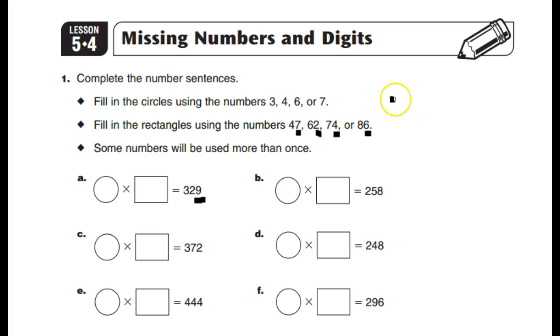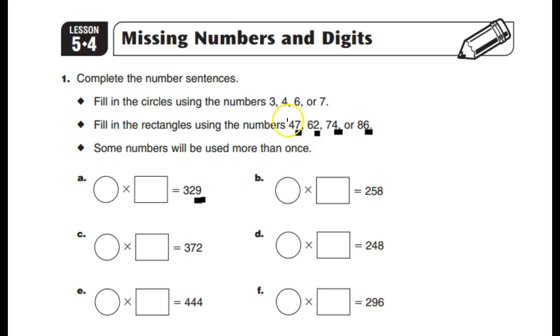If I did 3 times 47, 3 times 7 is going to be 21. So I know right away that my ones digit number is going to be a 1. So I know right away that I'm not going to be doing 3 times 47. So I'm going to look for an answer that in the ones place, I'll have a 9.